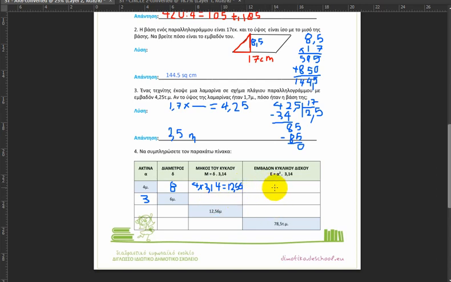Okay, what about the area? The area is going to be 4. Wait, sorry, did I say 4 here? That's my mistake. Sorry. It's going to be 2 times 4, so 8 times 3.14.